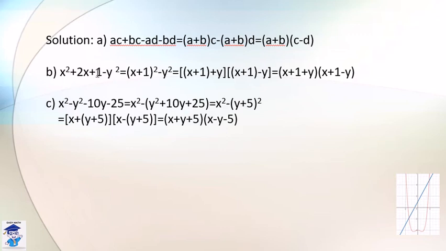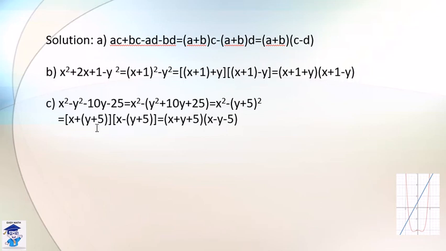Number B, x squared plus 2x plus 1 minus y squared. The first three terms we can make the perfect square of x plus 1, according to the formula, and then minus y squared. So we use the difference of squares: x plus 1 plus y times x plus 1 minus y. So the final answer has two factors: x plus 1 plus y, and x plus 1 minus y.